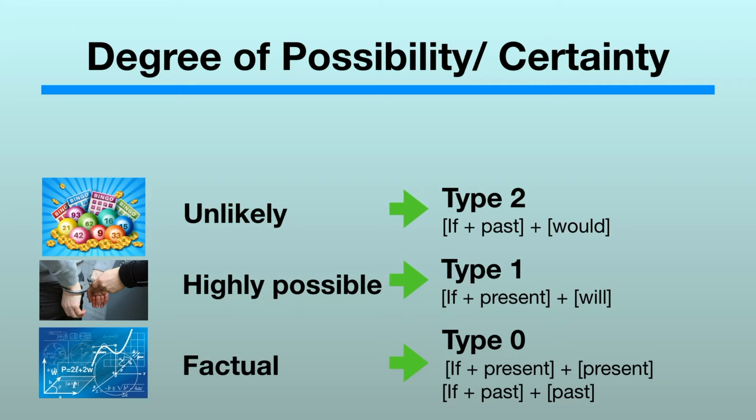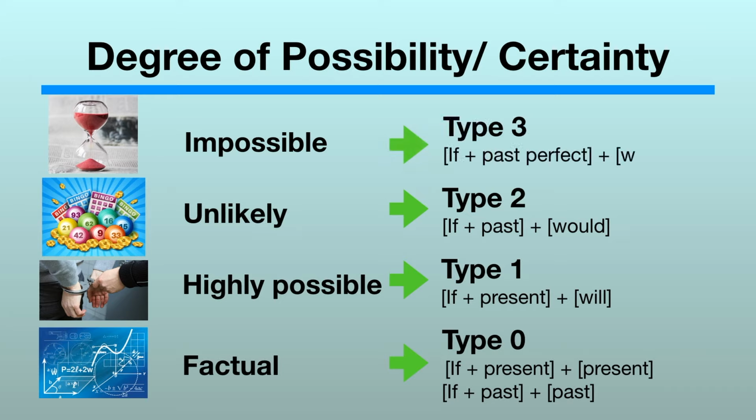And last but not least, there is the impossible situation, and we need type 3. It's impossible because the opportunity and the timing is already gone. The part about the results talks about how you could change history if you traveled back in time. And the typical structure is the past perfect in the first half, the if clause, and would plus have in the other.